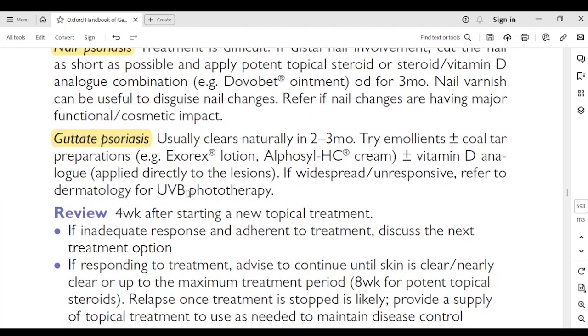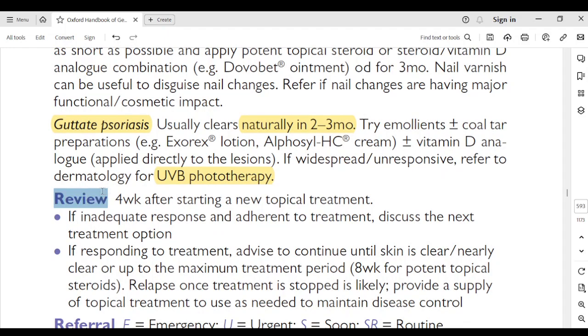Guttate psoriasis usually clears naturally by 2 to 3 months. Try emollients plus coal tar preparations, Exorex lotion, Alphosyl HC cream, plus a vitamin D analog applied directly to the lesions. If widespread or unresponsive, refer to dermatology for UVB phototherapy. So initially it should clear within 2 to 3 months on its own. If it does not clear, you start coal tar preparations or vitamin D analogs, and if widespread or unresponsive, refer to dermatology for UVB phototherapy.